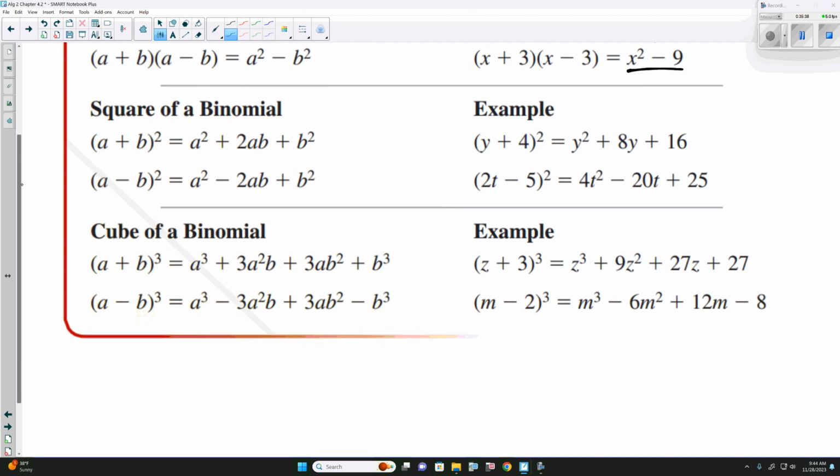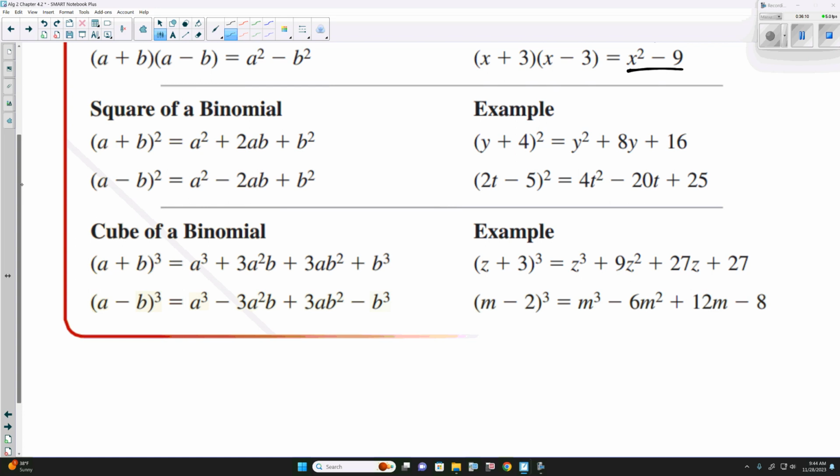Square the binomial, cube of binomials. We haven't done much with sum and difference of perfect cubes yet. We will cover that this chapter. Square binomials, this is more just memorizing a set pattern of how this works. If I have a plus b squared, it will multiply to be a squared plus 2ab plus b squared. It's just knowing that pattern, plugging in a and b.